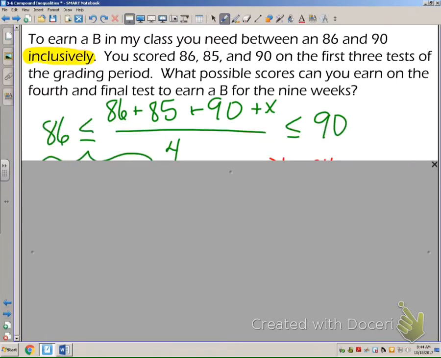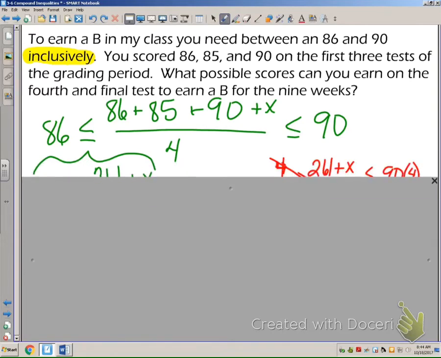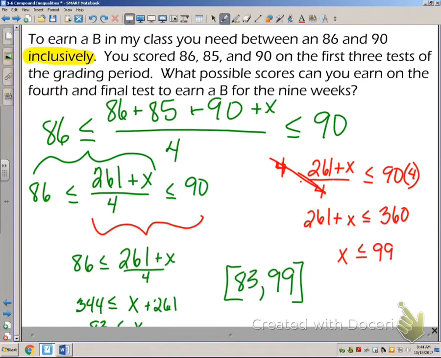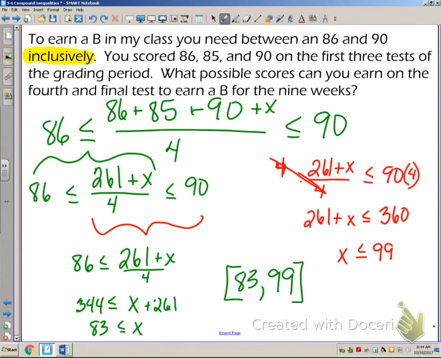And then that has to be larger than 86, or it could be 86, and it has to be smaller than or equal to 90. So now I have my big old inequality here that I can solve. So I broke it apart into 2 pieces, and I solved it. And there are my solutions.